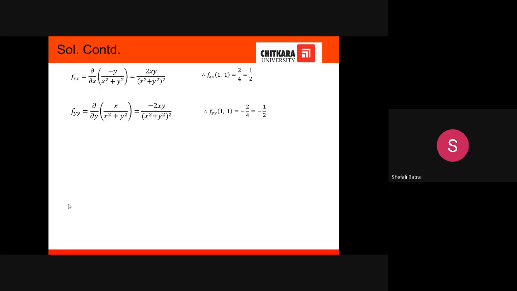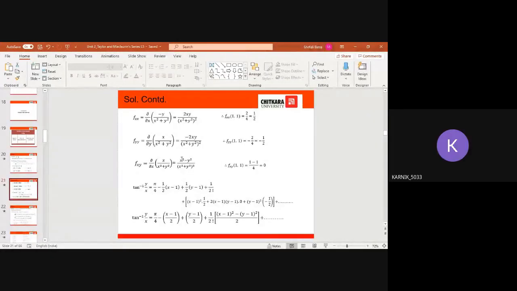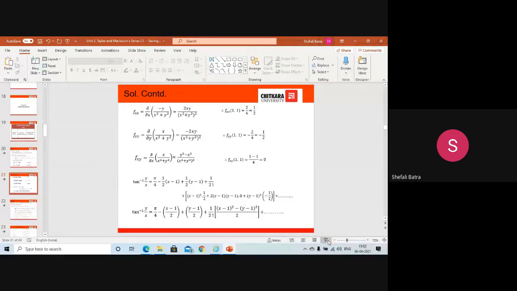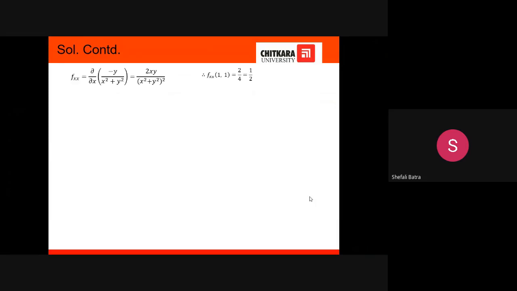Who has done it? Anyone who wants to give the answer? Yes, Karnik. Y square minus x square upon (x square plus y square) whole square. I think x square minus y square. No, it's y square minus x square, right? Yes, ma'am, it is y square minus x square. And ma'am, value at xy is 0. Yes, absolutely right, beta. And the value of f_xy at point 1 comma 1 is 0.